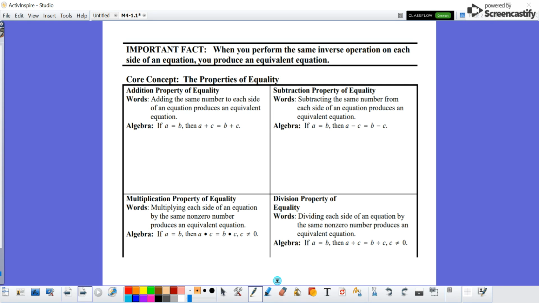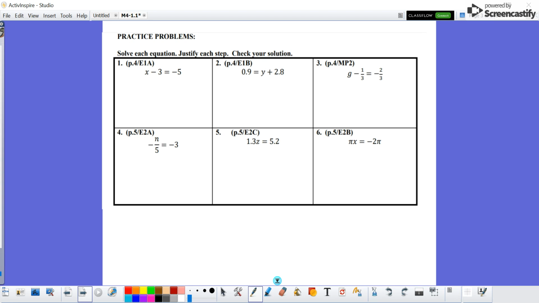In solving these various types of equations, we'll be using these properties. We have the addition property of equality, subtraction property, division, and multiplication property of equality. Again, we end up using the inverse operation in order to isolate the variables. So we worked through some of these questions in class, and I'm going to do a couple here. Hopefully this will help you out. I don't anticipate many issues.